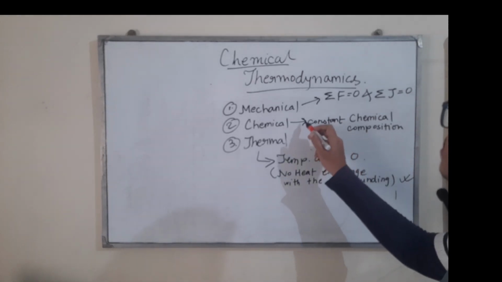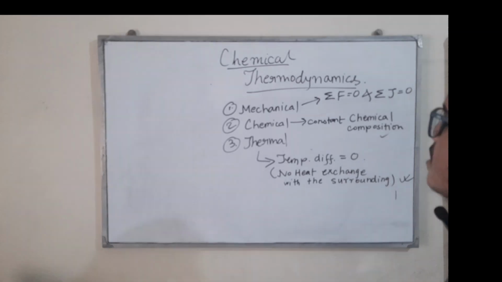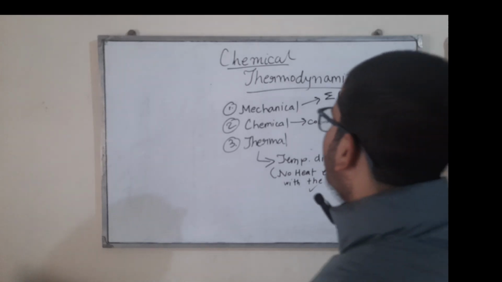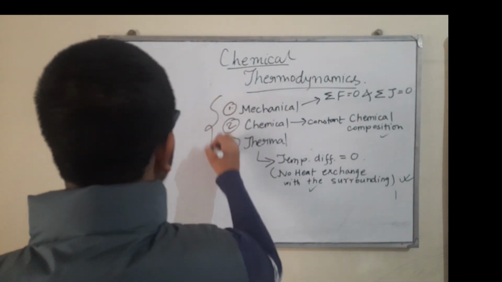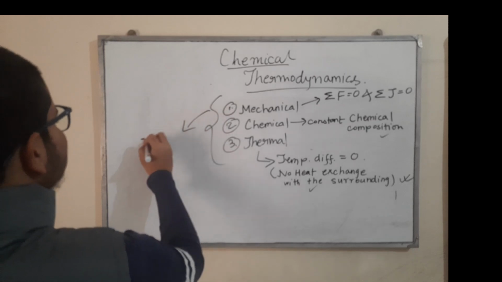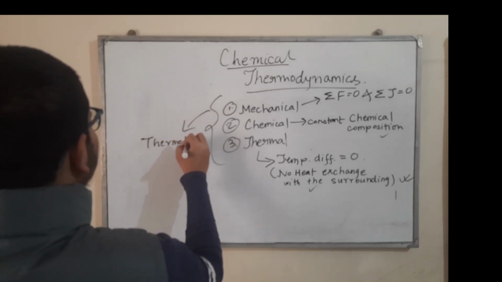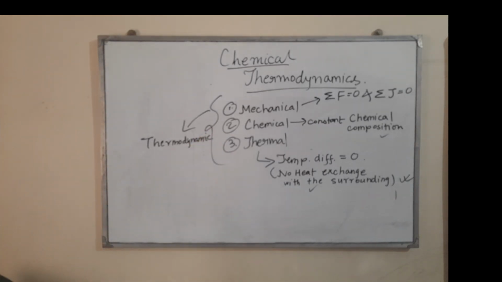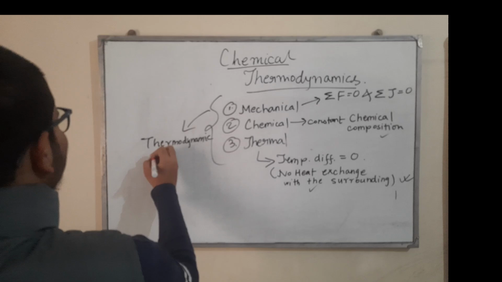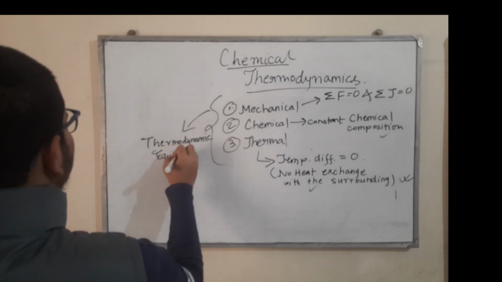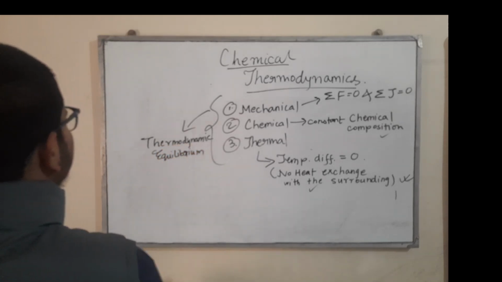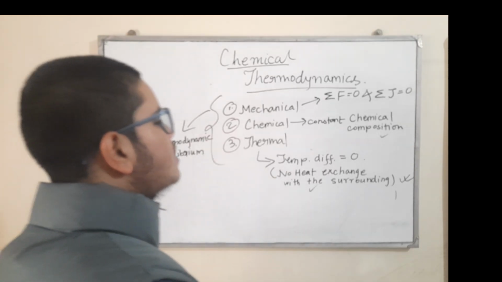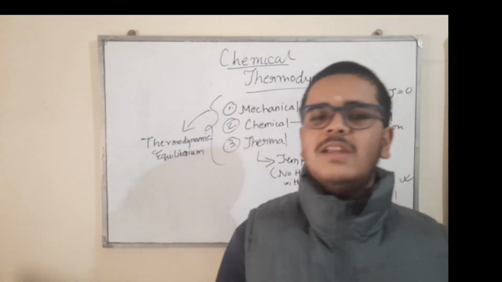Constant chemical composition, no change in the chemical composition of the system, and no heat exchange with the surrounding. These three. Why do I discuss these? Because all of these three taking place together is what is thermodynamic equilibrium. Nothing else. Just three different equilibria taking place simultaneously is thermodynamic equilibrium. If a system has mechanical equilibrium, chemical equilibrium and also thermal equilibrium, then it is said to be in thermodynamic equilibrium.